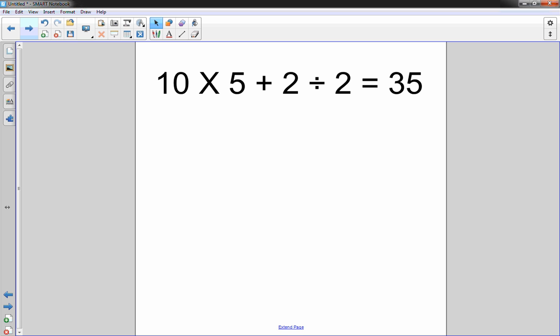Here's a third one. Let's see. If I put the 5 plus 2 in parentheses, that makes 7. And if I do 10 times 7, that's 70, divided by 2, that's 35. So I'm going to show it like this.